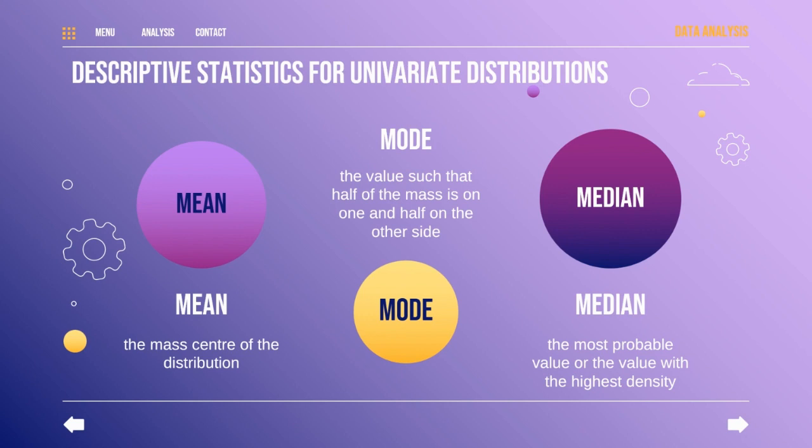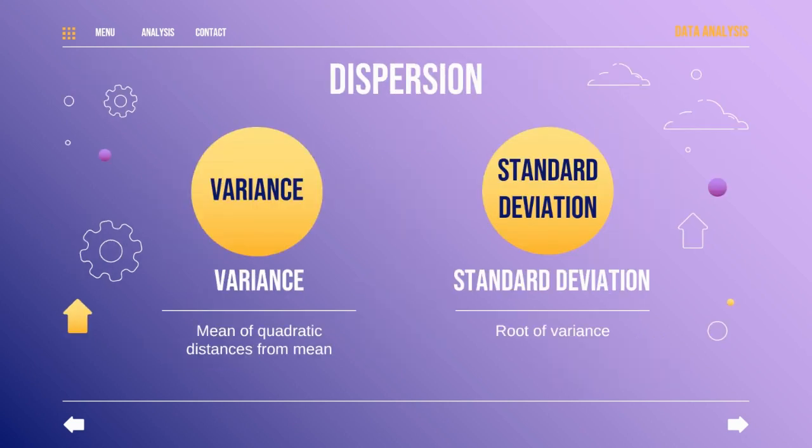Next, let's go to dispersion. Here there are variance and standard deviation. What is meant by variance? The mean of quadratic distances from the mean. This is nothing but the quadratic distance from the mean, which is the variance. Next, what is meant by standard deviation? The root of the variance is the standard deviation.